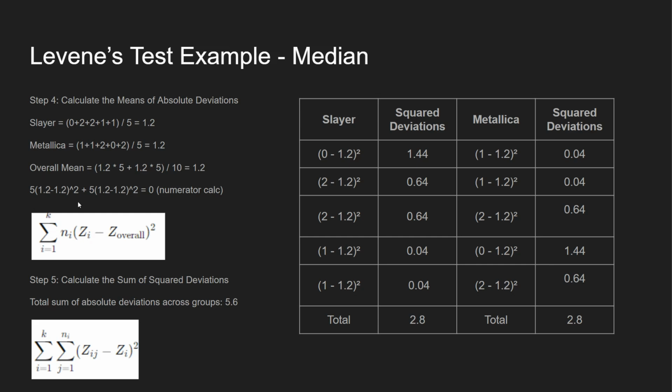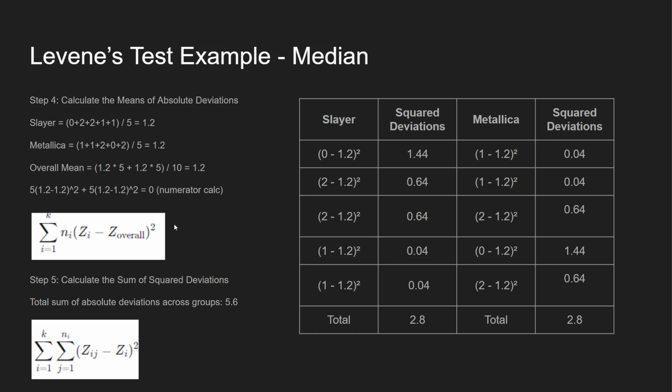And then this is going to be our numerator calculation, right? So we're going to take 5 times 1.2 minus 1.2, right? Let's say we have Slayer minus this overall mean, we square it, right? And then we do the same with Metallica. 5 times 1.2 minus 1.2 over there.